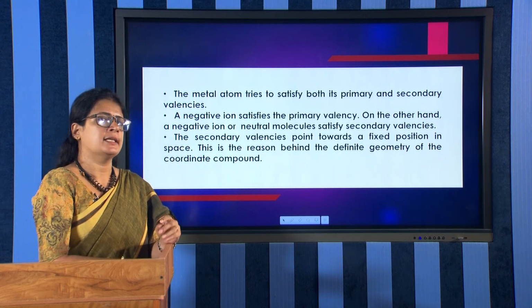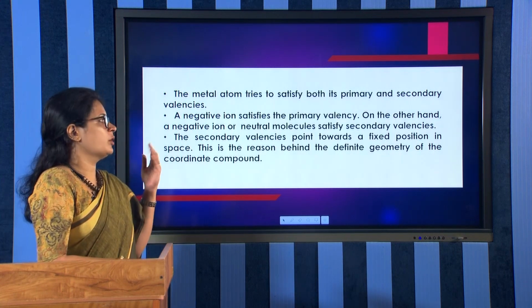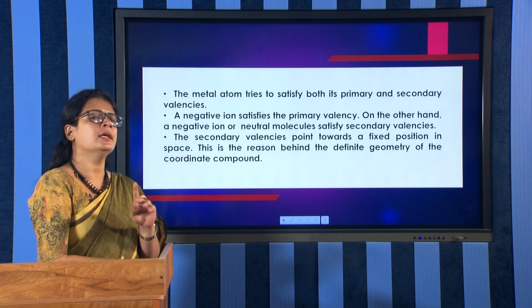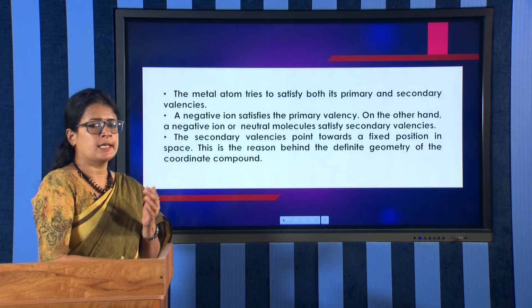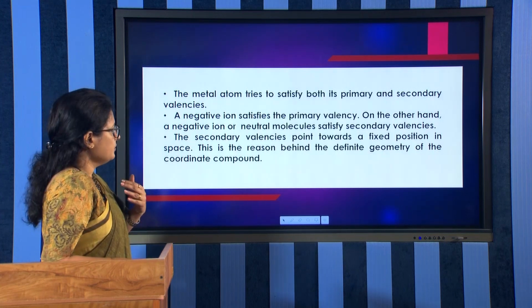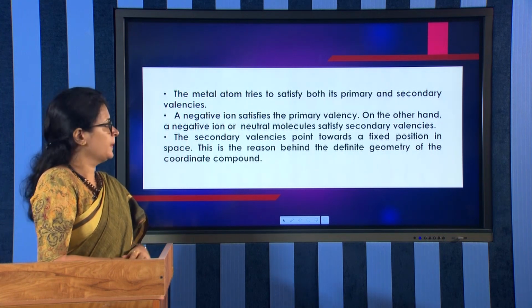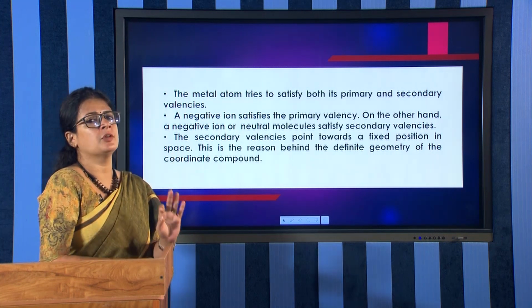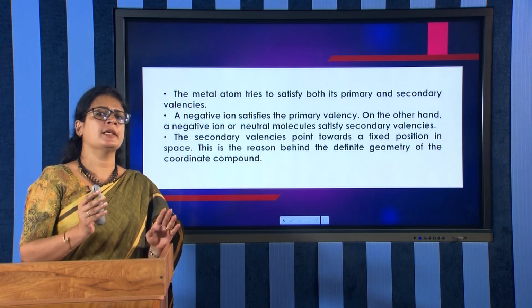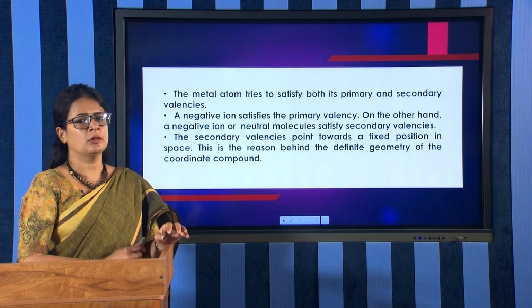A negative ion satisfies the primary valency. On the other hand, negative ions or neutral molecules satisfy the secondary valencies. The secondary valencies point towards fixed positions in space. That is the reason behind the definite geometry of a coordination compound. Since the secondary valencies are oriented in space to fixed positions, that determines the shape or geometry of the coordination compound.